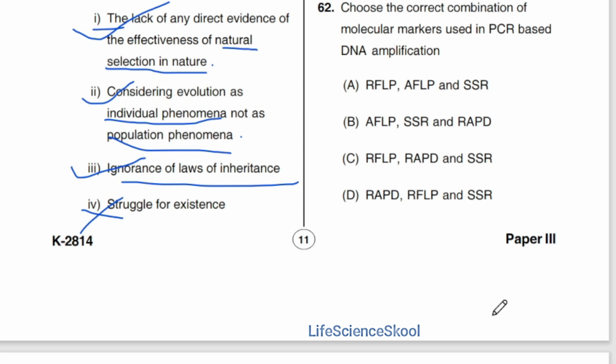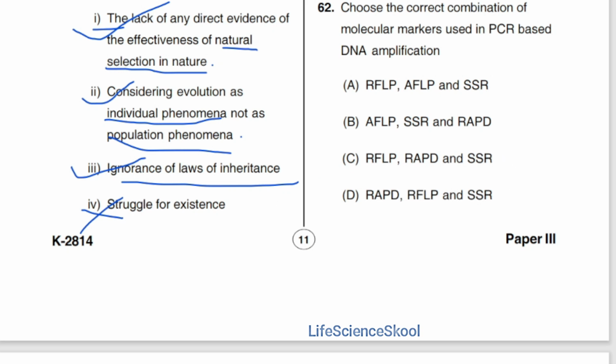Choose the correct combination of molecular markers used in PCR based DNA amplification. Option A, RFLP, AFLP and SSR. Option B, AFLP, SSR and RAPD. Option C, RFLP, RAPD and SSR. Option D, RAPD, RFLP and SSR.